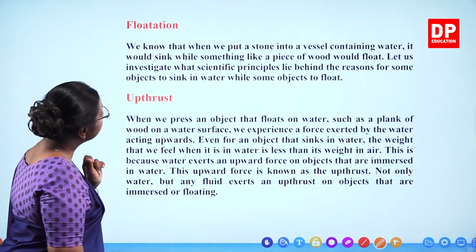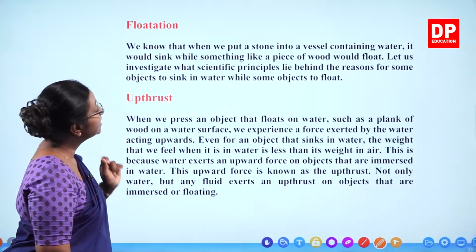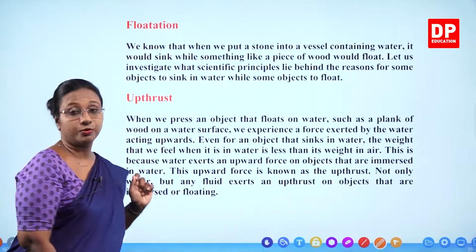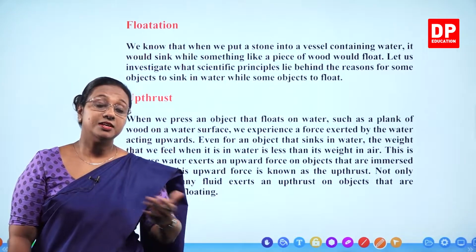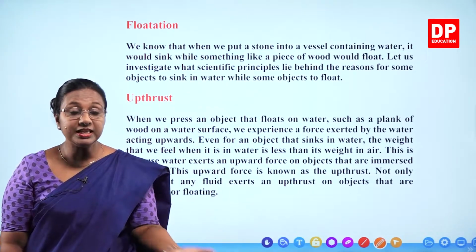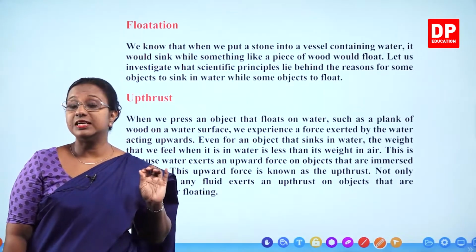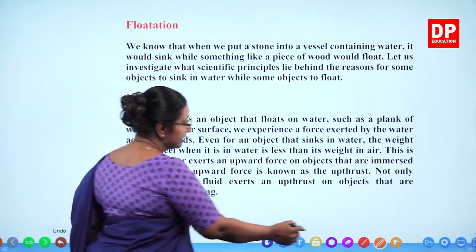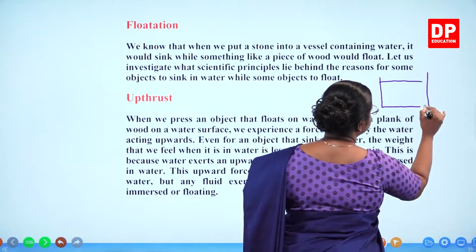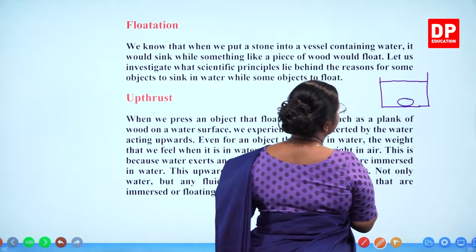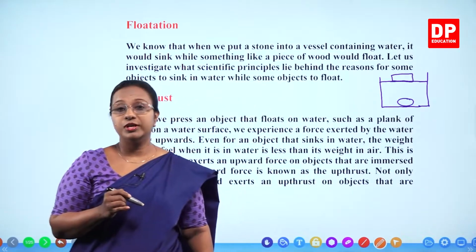We know that when we put a stone into a vessel containing water, it would sink, while something like a piece of wood would float. Even at the beach side, you might have seen certain objects floating in seawater, and some sink in seawater. So if we take a vessel containing water, a stone will sink, whereas a piece of plastic or a piece of wood will float in water.